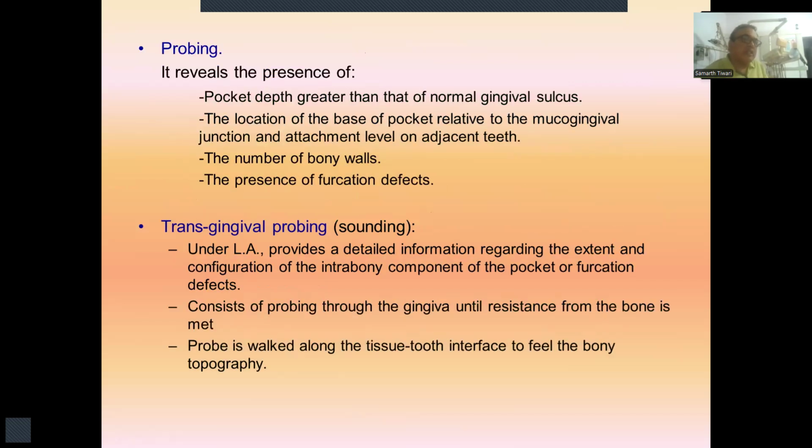Probing reveals presence of pocket depth greater than that of the normal gingival sulcus, location of the base of the pocket relative to the mucogingival junction and attachment level on adjacent teeth, number of bony walls, and presence of percussion defect. Transgingival probing under local anesthesia provides detailed information regarding the extent and configuration of the intrabony component of the pocket or percussion defect. It consists of probing through the gingiva until resistance from bone is met.